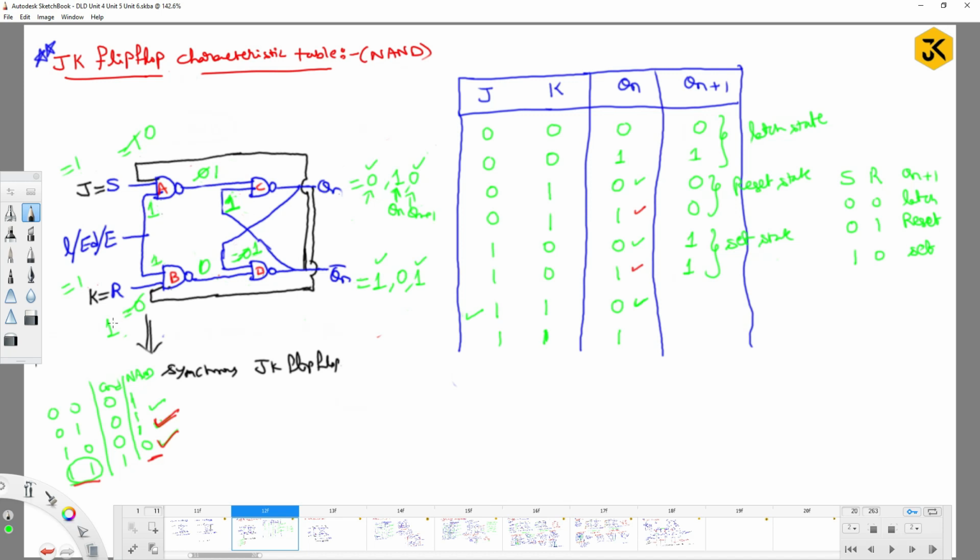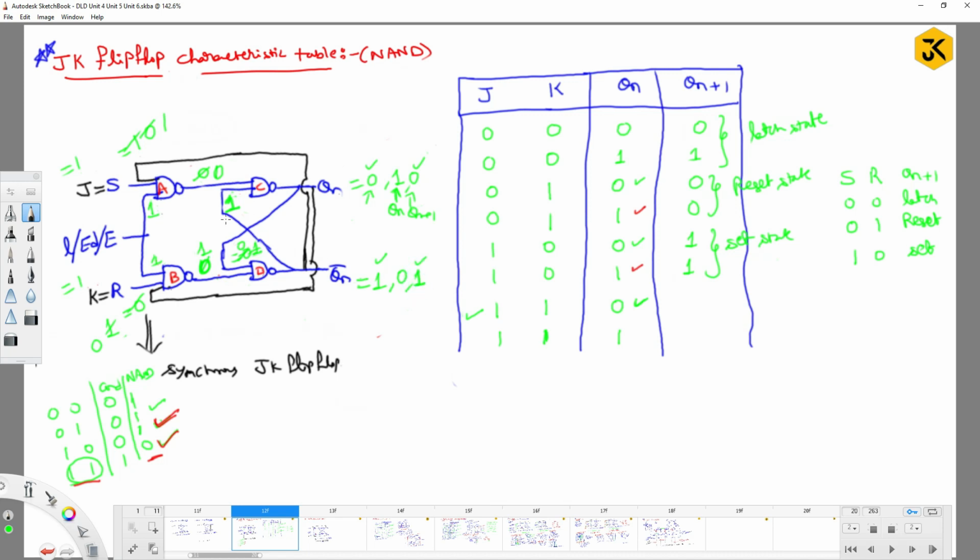So Qn is 0, which will be sent to here. Qn plus 1 bar is 1, right? As all inputs are 1, you are going to get 0 as output. As 1 1 0, you are going to get the output as 1, guys, right? As at least one 0 is there, so you get 1. Now 1 with 0 is 1.